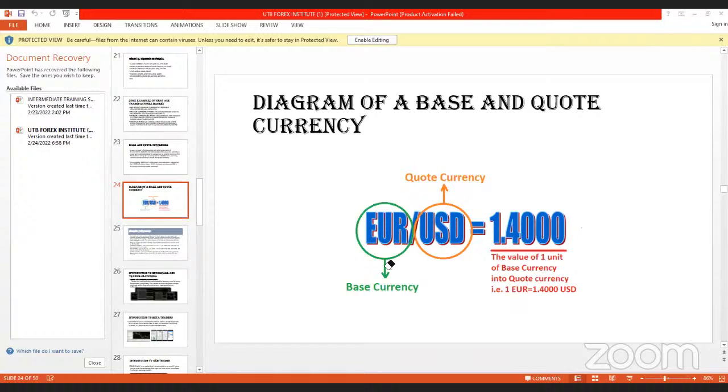You are buying something from Aboki. You are giving Aboki dollar and you're buying Naira. So you are doing the same, you are doing two things at the same time. Those two currencies, you are buying one, you are selling the other.